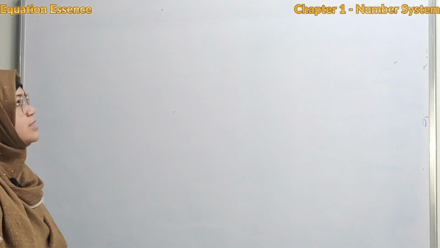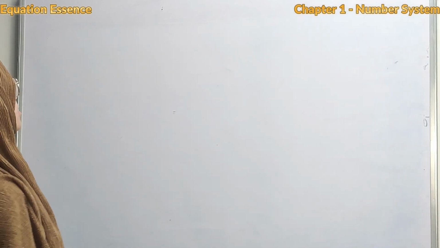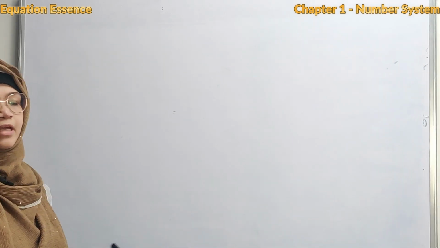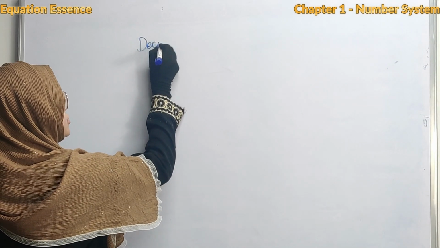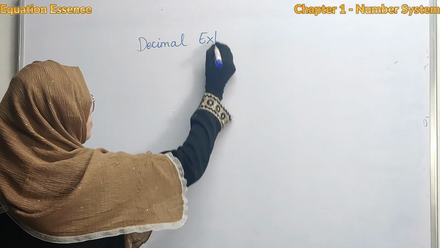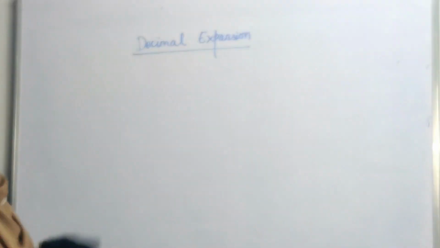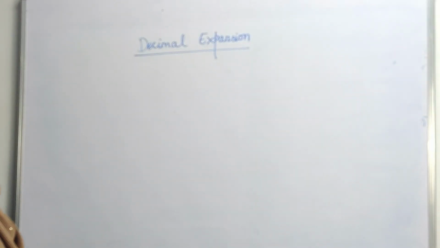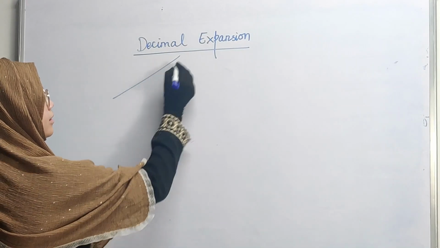But before we start exercise 1.3, I am going to tell you some important points which are going to help in the exercise 1.3, which is decimal expansion. In decimal expansion, we are going to do long division method, and it is of three types.